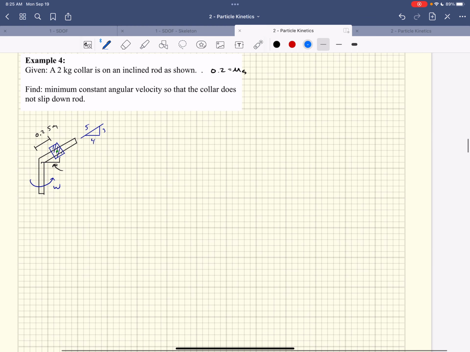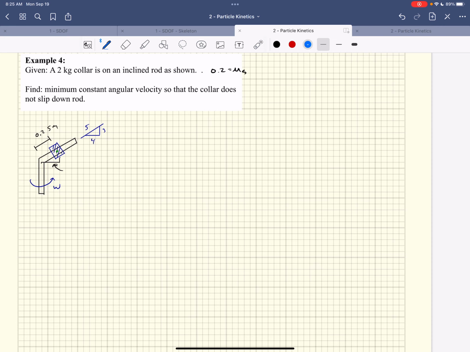A 2 kilogram collar is on an inclined rod as shown. There is friction on that rod, okay? What's the minimum constant angular velocity so that the collar does not slip down the rod, right? So this thing is spinning around like this, so you can see this is a 3D problem. It's spinning around like that, right?